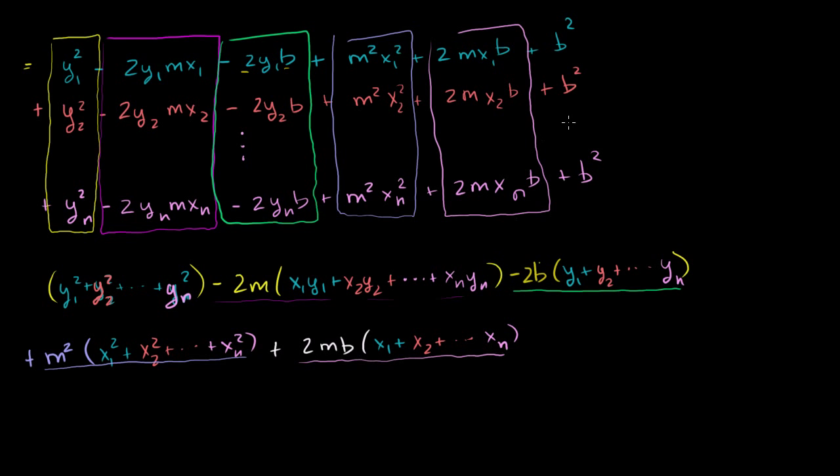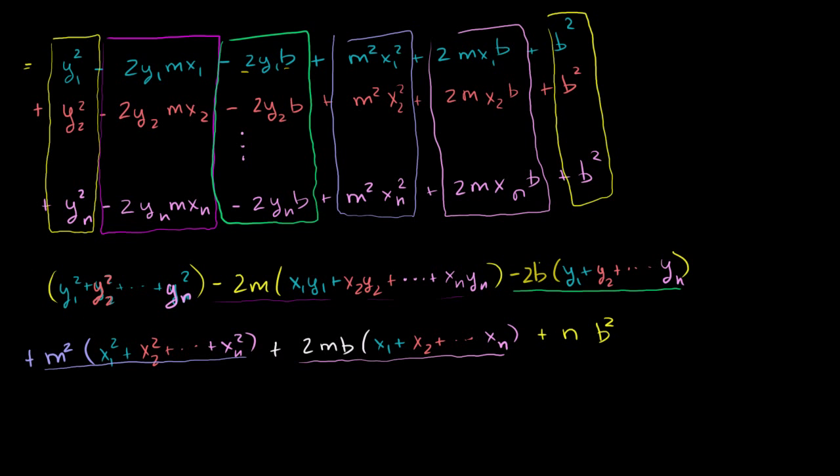And then finally we have a b squared in each of these. And how many of these b squareds do we have? Well, we have n of these lines, right? This is the first line, second line, then a bunch, all the way to the nth line. So we have b squared added to itself n times. So this right over here is just b squared n times. So we'll just write that as plus n times b squared.